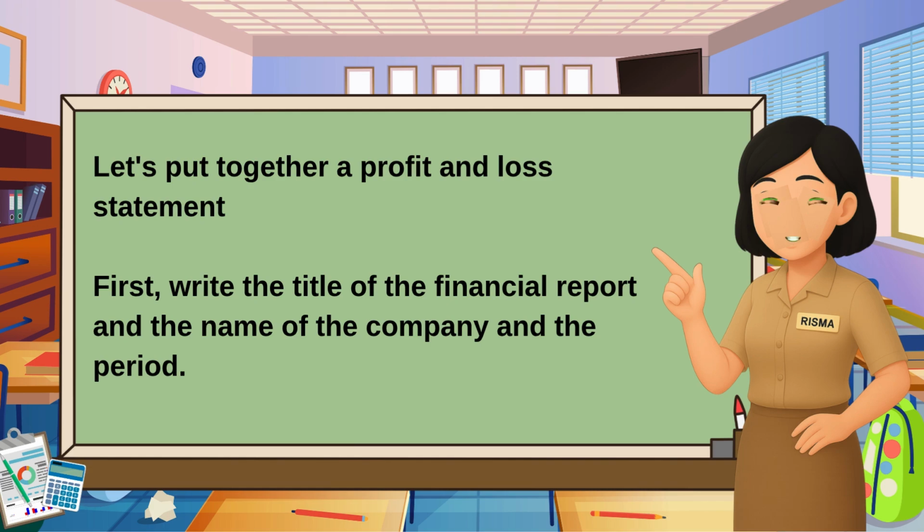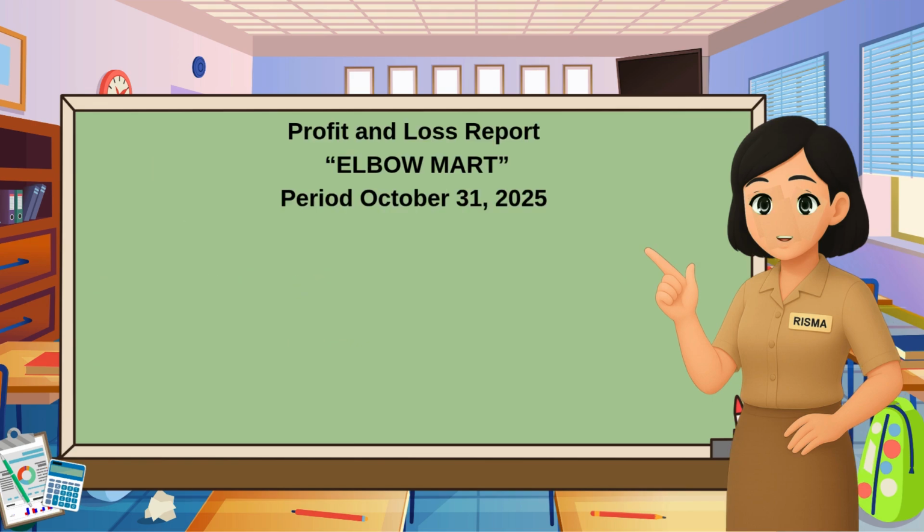Let's put together a profit and loss statement. First, write the title of the financial report, the name of the company, and the period. This is the title of the profit and loss report: Profit and Loss Report, Album Mark, period October 31, 2025.